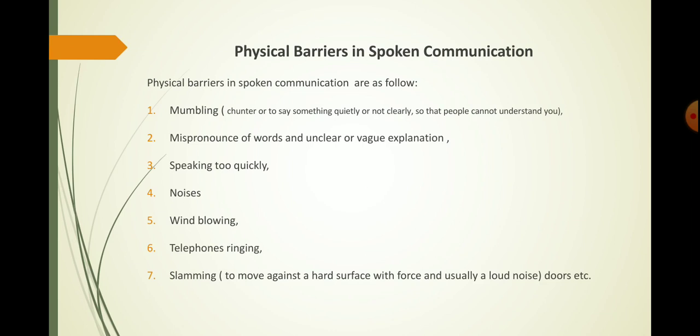Wind blowing. This example was given previously as well. Wind blowing is also a type of physical barrier, something which we are not able to control. The presentation, or the meeting, should be held in a place which will be protected from wind blowing, so that the wind does not affect your session or your meeting.